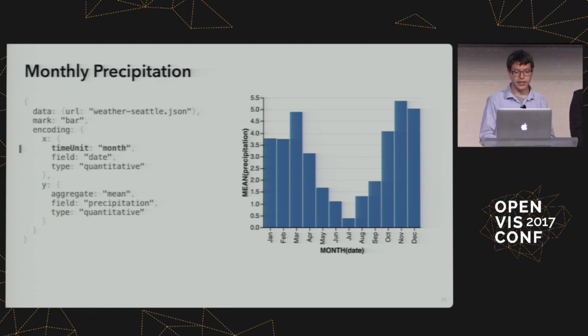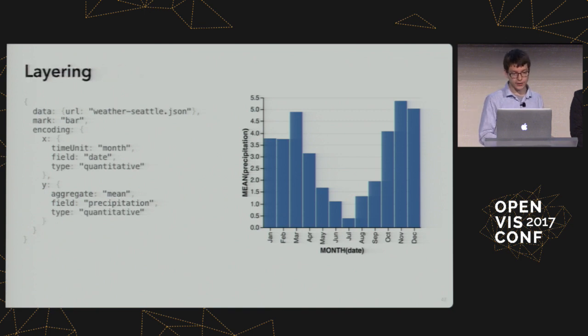In this chart, the x-axis encodes the date, which is grouped by month using the time unit keyword. The length of the bars shows the mean precipitation per month. And you can see in July, it's actually quite low.